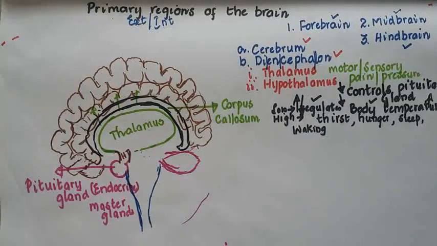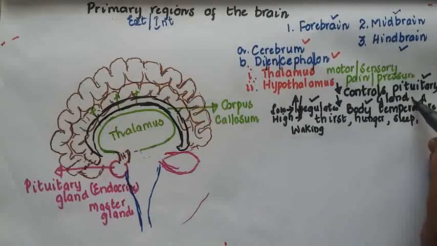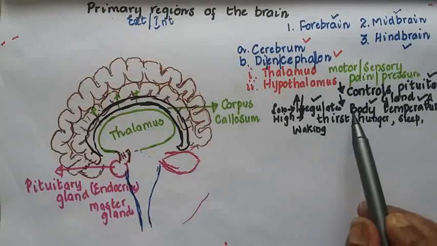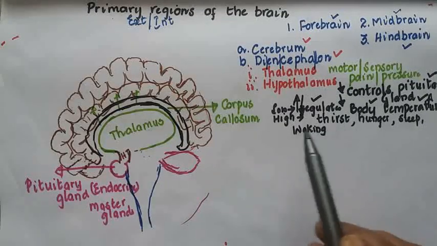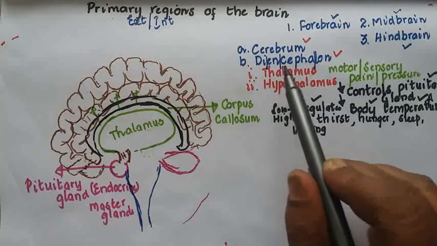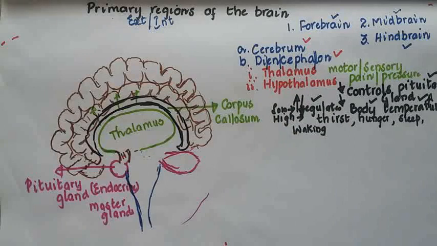So thus you can say that hypothalamus has a number of functions. Out of many functions, these two are very important. If they ask you the function of hypothalamus, you have to answer the first two. So what are the functions of hypothalamus? Hypothalamus controls the pituitary gland. It regulates our body temperature, and it is also concerned with regulating our thirst, hunger, sleep, and waking pattern in our day-to-day life activity. Yes, children. So thus the diencephalon comprises thalamus followed by hypothalamus.